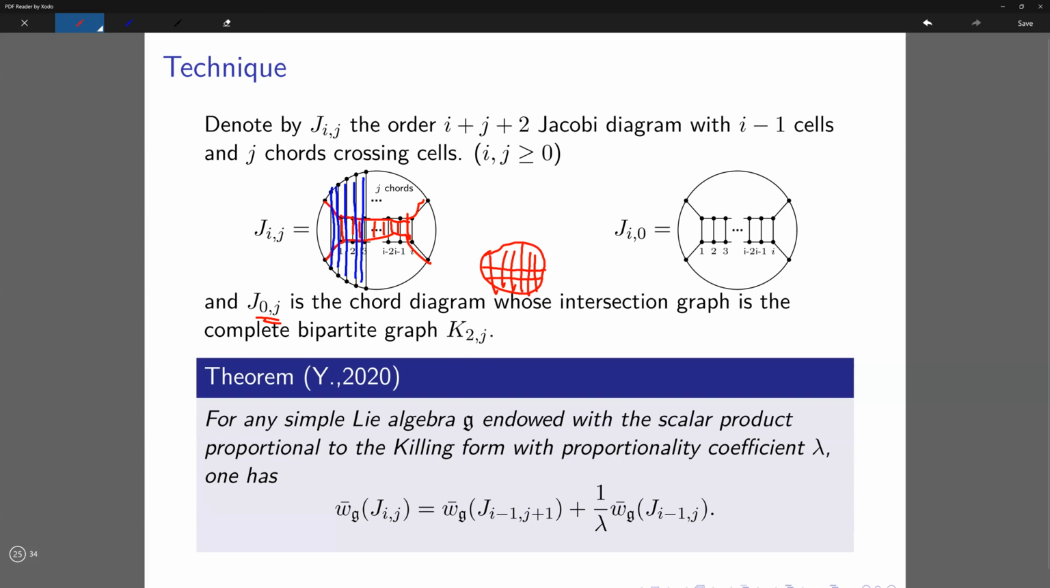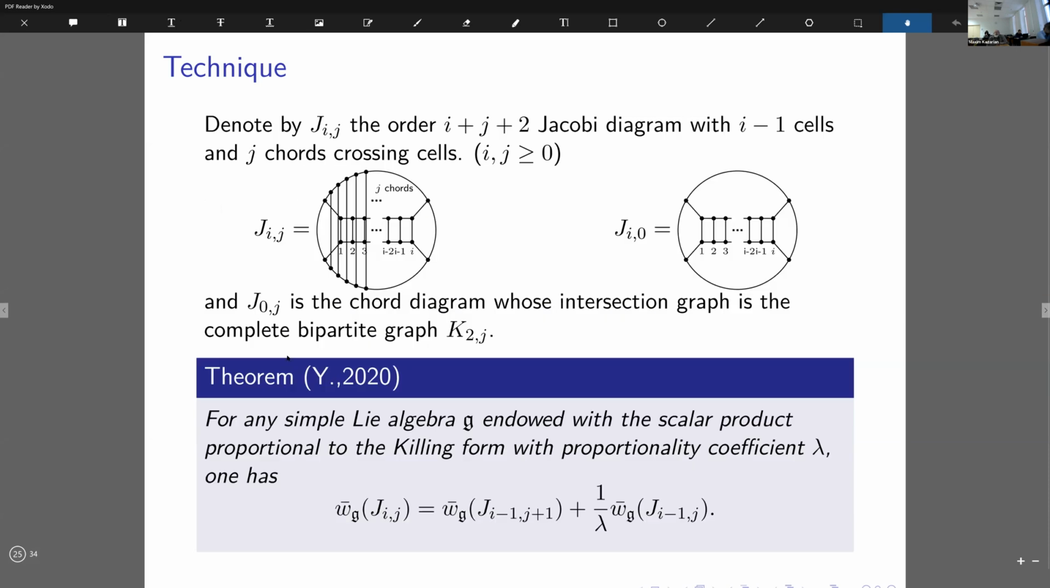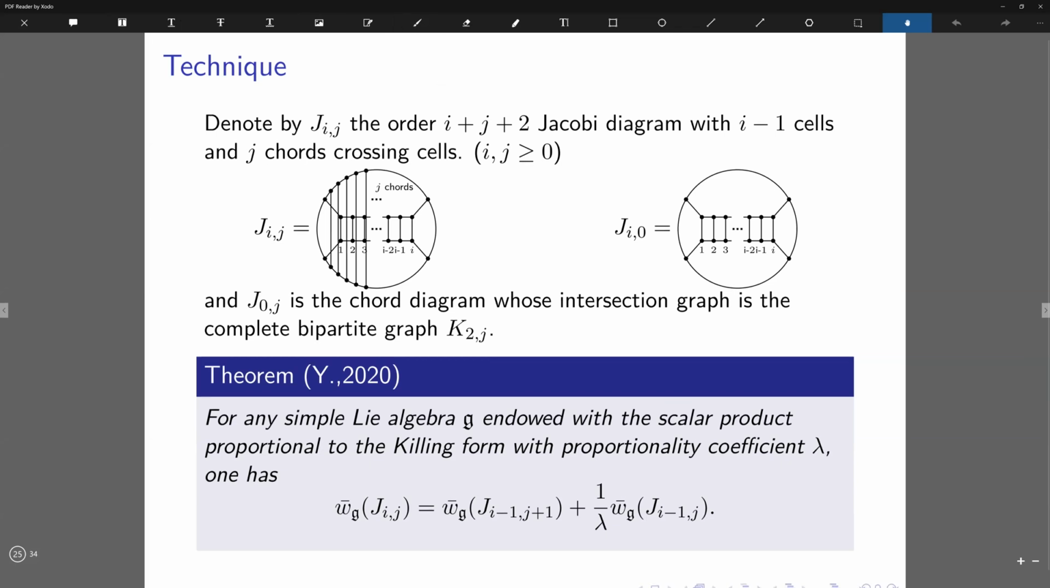And this is kind of my way to calculate for chord diagrams whose intersection graph is the complete bipartite graph K2j. But what do you mean by W bar? Yes, I forgot to say that the weight, this is W bar. W bar is the weight system of the projection of the Jacobi diagram. So I should say that W bar is W composed with the projection pi to the primitive space.